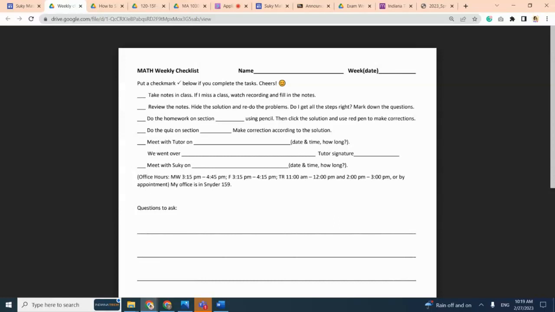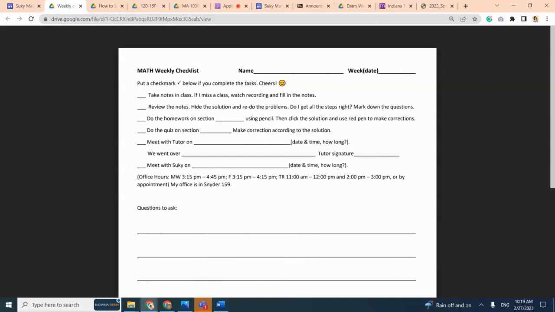But on the week you have a quiz, then write it down. And every time after the quiz, I go over the quiz solution and the quiz mistakes, so please make corrections according to the solution. Okay. And then meet a tutor. If your score is lower than 70, please schedule a tutor with OSS.